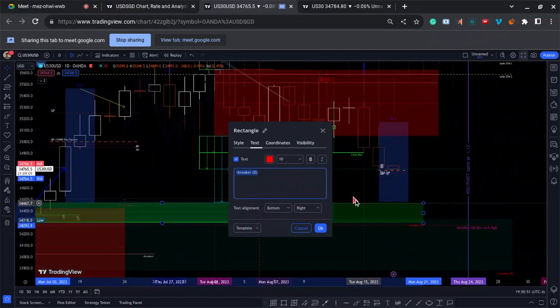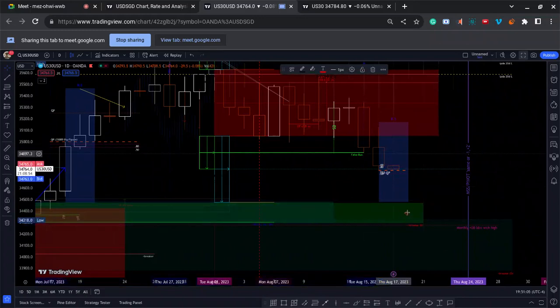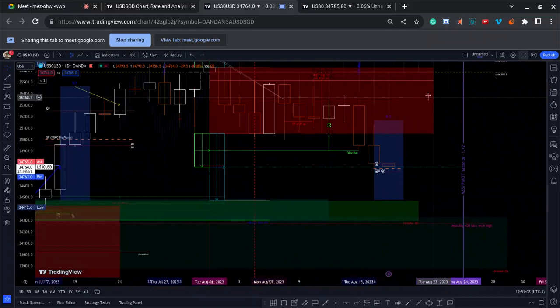So this is the breaker. It's like a magnet. It's going to bring price down to it. And then once it hits the breaker, it usually wants to send price higher. So we got a little confluence going on down here. We have a bullish breaker, which wants to push price back up.